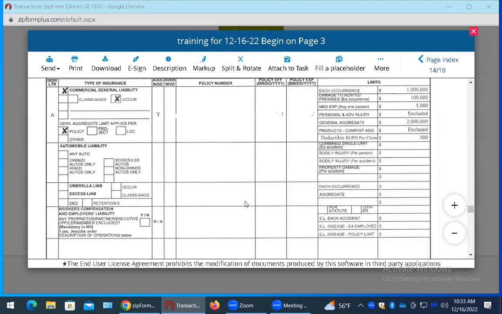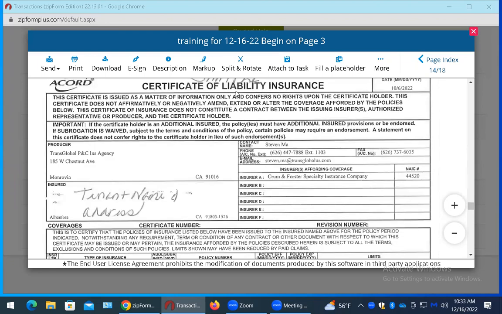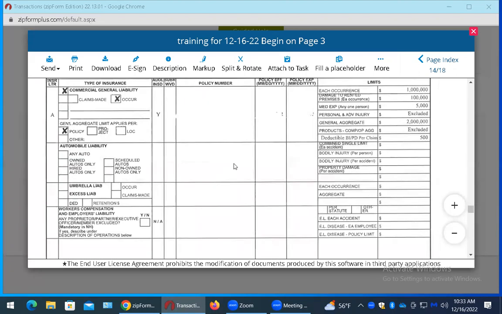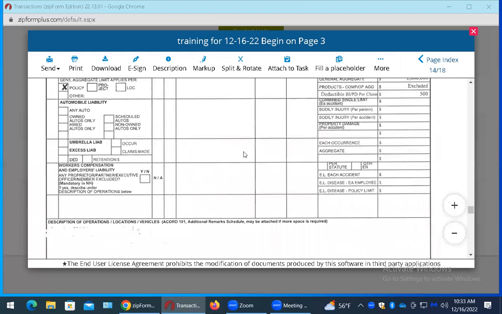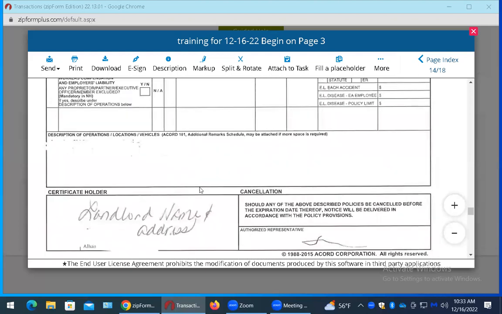Okay, so you don't need to be an insurance expert. What you need to do is make sure that you obtain the certificate of liability insurance and turn it over to the landlord so they can review it and make sure it's what they expected. And then the certificate holder right here, the landlord is going to be named as an additional insured. So they're going to be here.